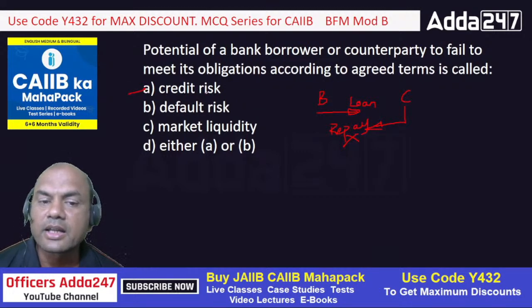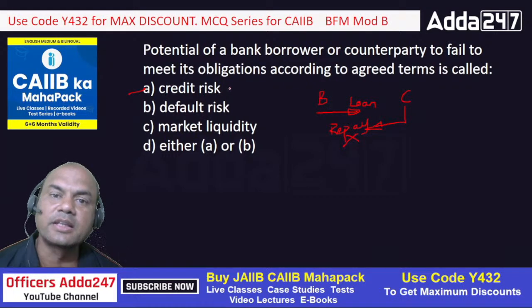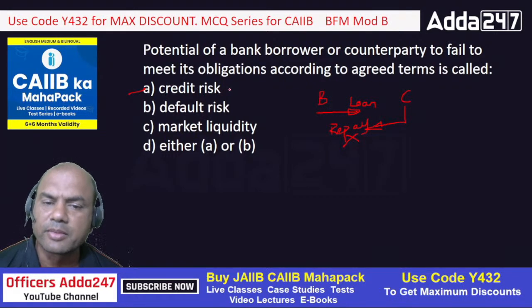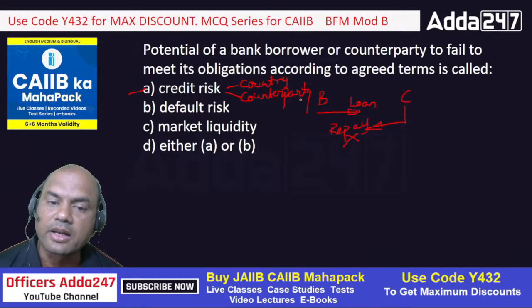Then why is it a credit risk? What is a credit risk? Credit risk includes two parts. Always remember, credit risk has two parts. One is country risk, and the second is counterparty risk. So this risk is which type? Counterparty, right? So that's why this is a part of credit risk.